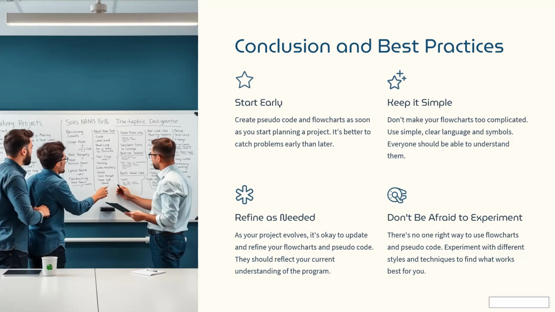Keep it simple. Don't make your flowchart too complicated. Use simple, clear language and symbols. Everyone should be able to understand them. Then refine as needed. Don't be afraid to experiment. There's no right way to use flowchart and pseudocode. Experiment with different styles and techniques to find what works best for you. All right, so that's all for the flowchart.